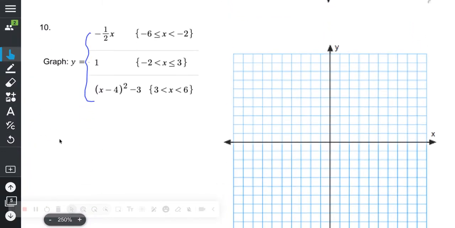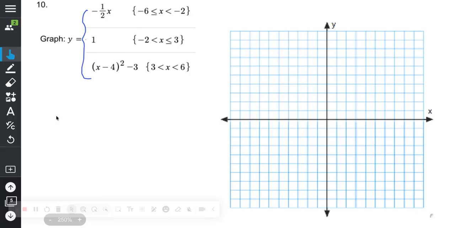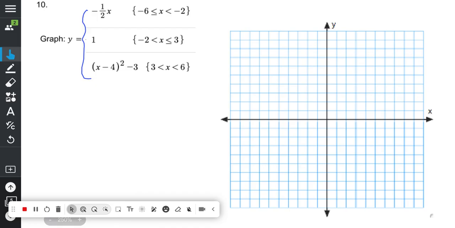Okay, I made up a new piecewise function so you can watch, but then do the one in the test review yourself. Okay, but it's very similar in structure. Drawing piecewise functions is a little bit of an art.